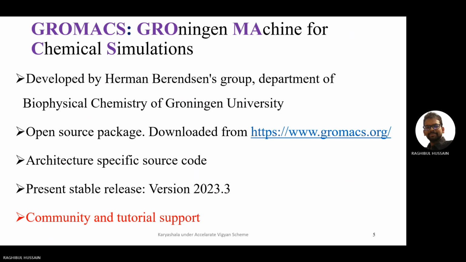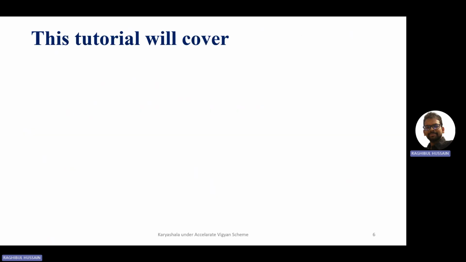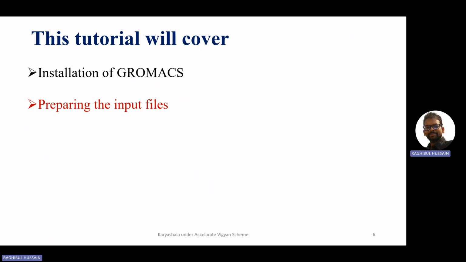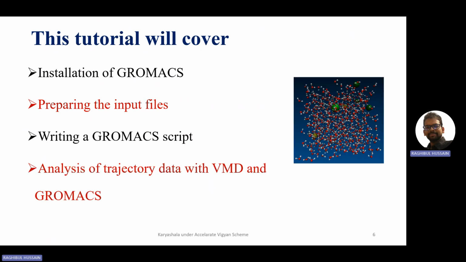Coming to GROMACS, the full form is Groningen Machine for Chemical Simulations. It is developed by the Herman Berendsen group of Groningen University. It is an open source package that you can download. Architecture-specific source code is also available. The present stable version is released here, and it has a wide community as well as tutorial support. This tutorial will cover the installation of GROMACS, preparing the input file, writing the GROMACS script, and analysis of the trajectory data with VMD and GROMACS.